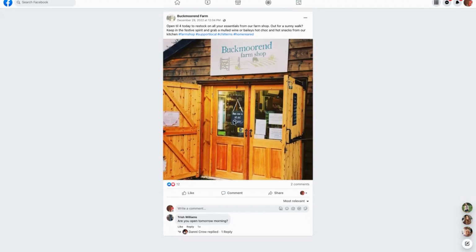And of course, there's a big sign saying that they're open, which is what the caption wants you to know. It wants you to know that they're open until 12 that day to restock on all your essentials. And then they're enticing you in by talking about being out for a sunny walk and grabbing your mulled wine or your Bailey's hot chocolate. So they're giving you a bit of a view as to what you can get when you're there and why you might be wandering around.